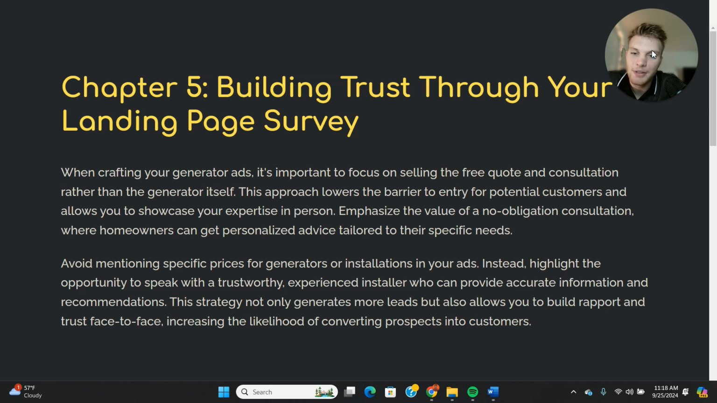Instead, highlight the opportunity to speak with a trustworthy, experienced installer who can provide accurate information and recommendations, right? This strategy not only generates more leads, but also allows you to build rapport and trust face to face, increasing the likelihood of converting prospects into customers, which means more money for you. So basically, what I'm saying is sell the consultation. Don't try to sell the generator in the ads or on the landing page, right?